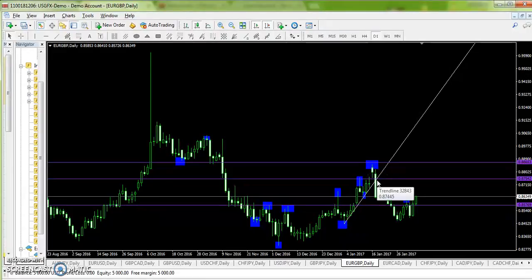My sell would be at 0.87542. My stop loss would be at 0.88653. For the reward, I have two options. I've always had two options, right? First, whatever I risk, I aim to earn at least double.